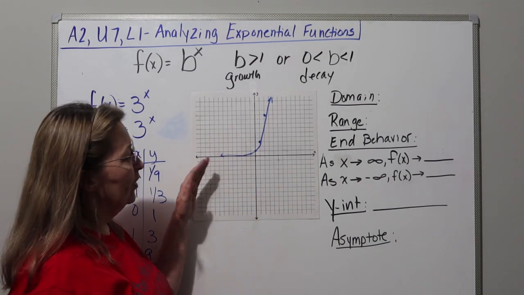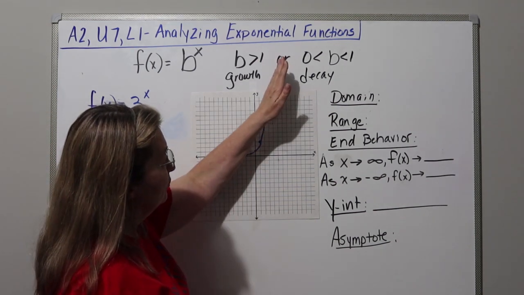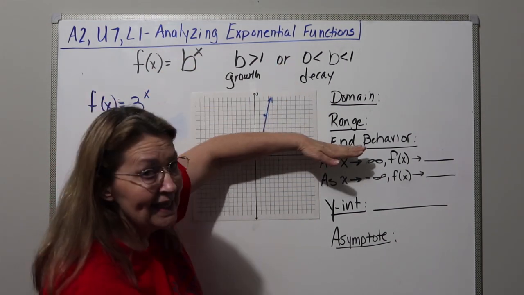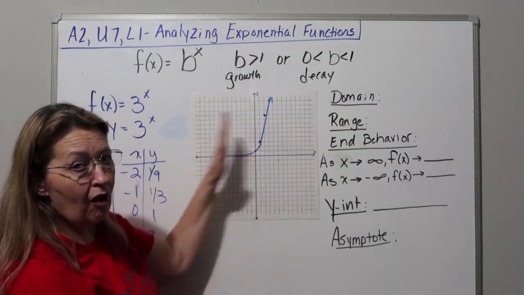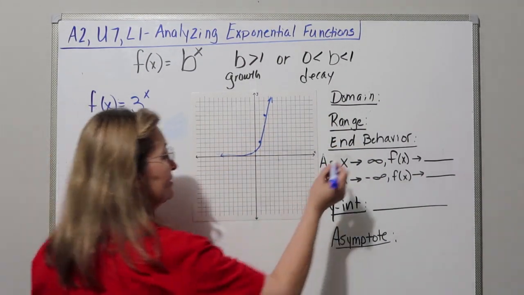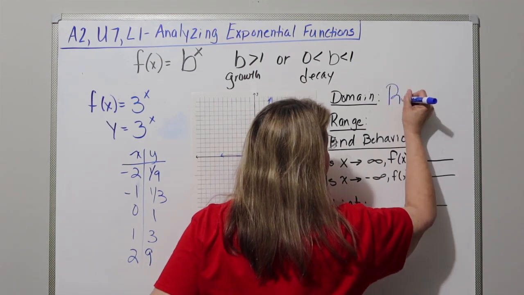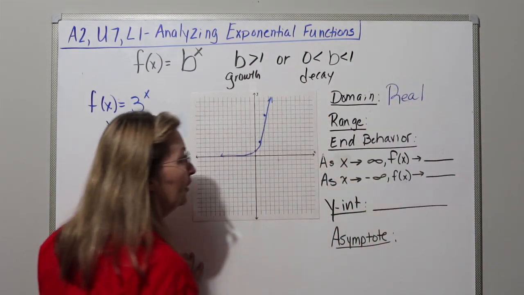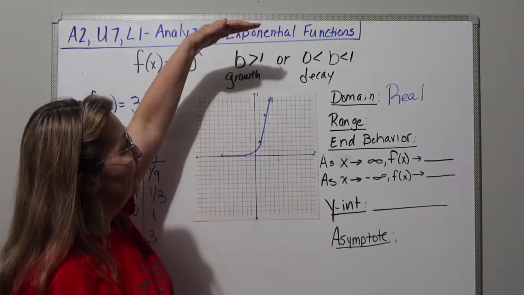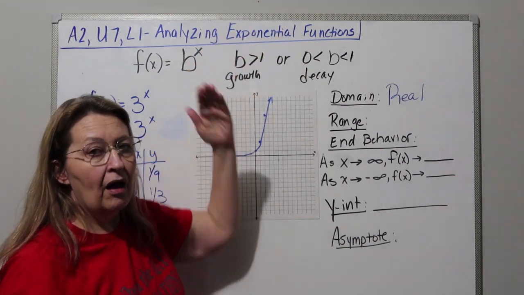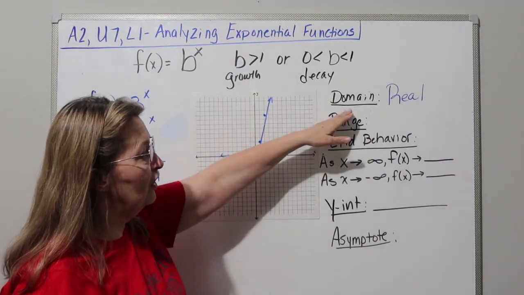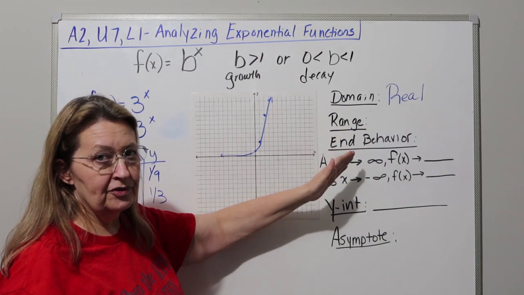And this is true whether you have a growth or if I had decay. It still goes all the way up and down the x-axis. So my domain is the set of real numbers. And this is true for every exponential function. All exponential functions have a domain of all real numbers.